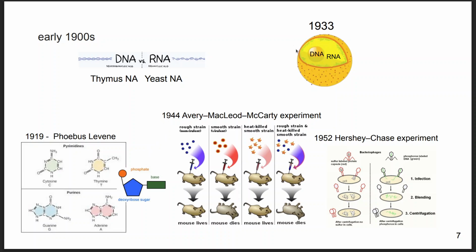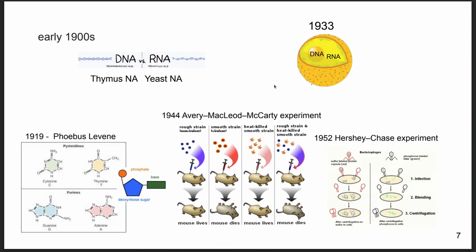A bit later, in 1933, people got the idea that DNA and RNA are not from different life kingdoms, but actually DNA is mostly located in the nucleus and RNA is mostly located in the cytoplasm, and this is correct as we now know. So mostly RNA is located inside the cytoplasm, indeed.